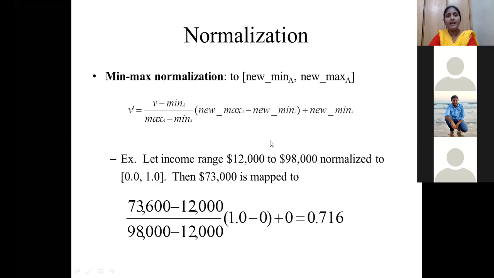Next, min-max normalization. In min-max normalization, for a particular attribute A, if you see the formula, min-max normalization is to new_min_A comma new_max_A. That means they will specify the normalization range in which we are going to make the data fall.